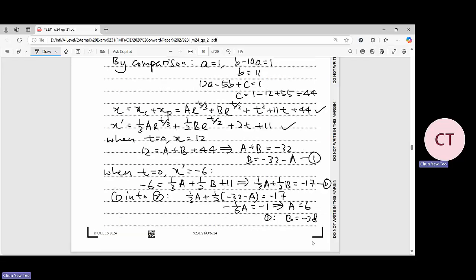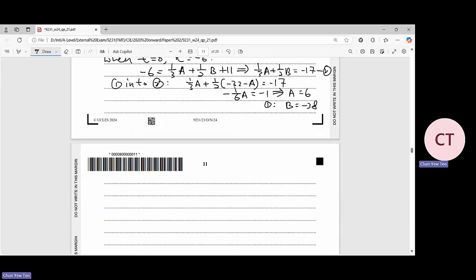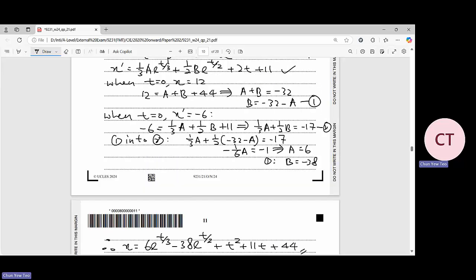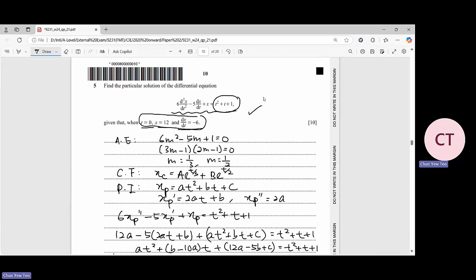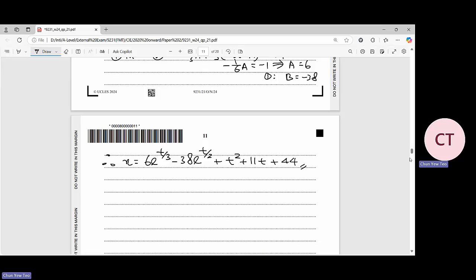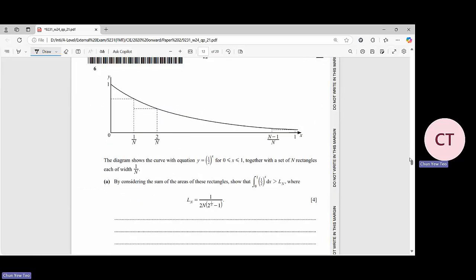Okay, so we found a and b, and therefore our particular solution x will be equal to a e power t over 3 plus b e power t over 2, then plus t square plus 11t plus 44. Done. This will be the particular solution for the second order differential equation over here. So number 5 is done. Now we move on to question number 6.